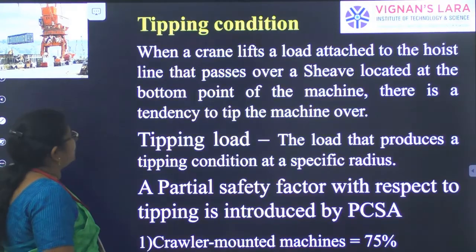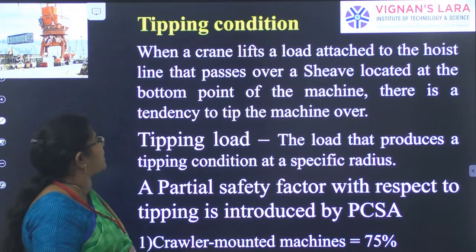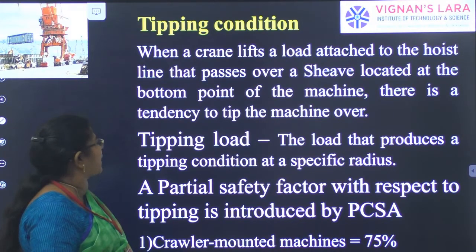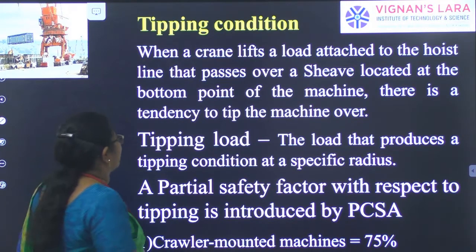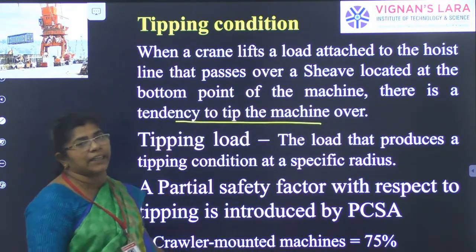So when a crane lifts a load attached to the hoist line that passes over the sheave located at the top part of the machine, there is a tendency to tip the machine over. So this is a tipping condition.